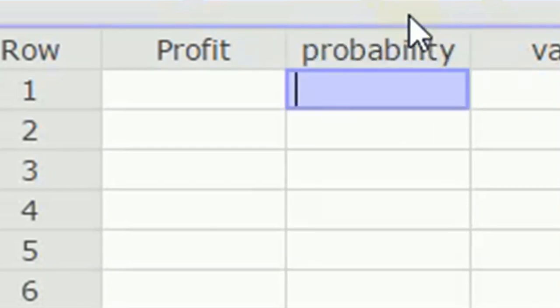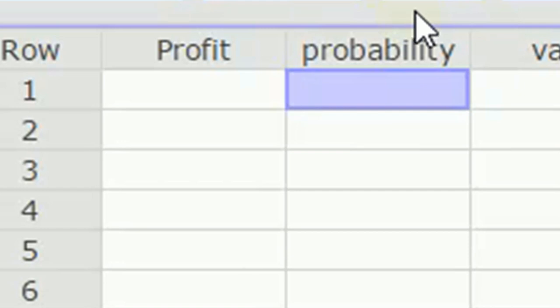We're told that if the investment is strong, it will get a profit of 50,000. If it's moderate, the investment will be a profit of 20,000. And if the economy goes in recession, it will be a loss of 50,000.